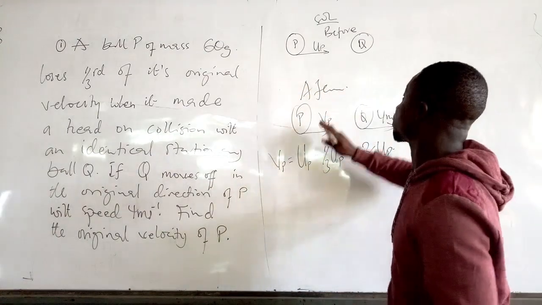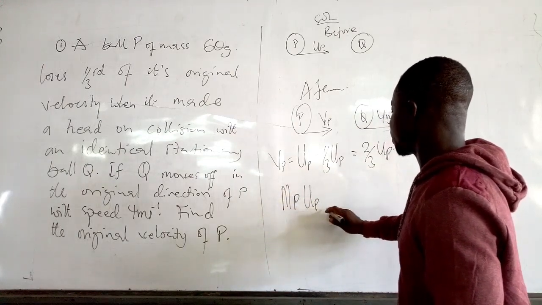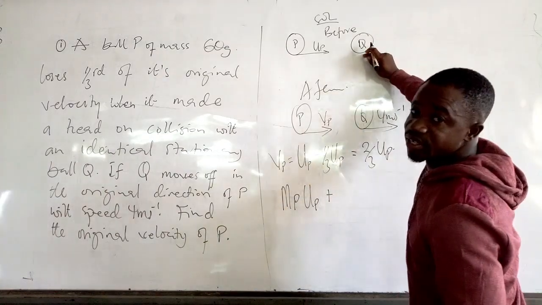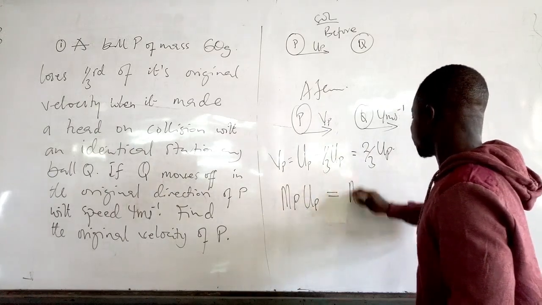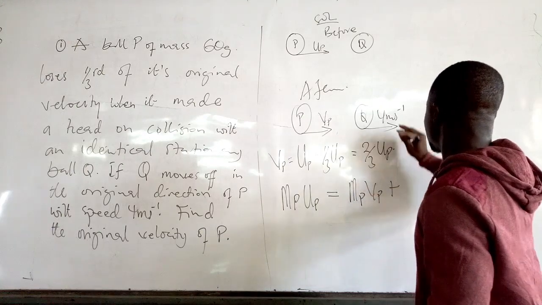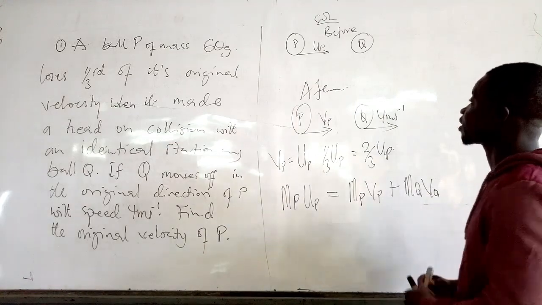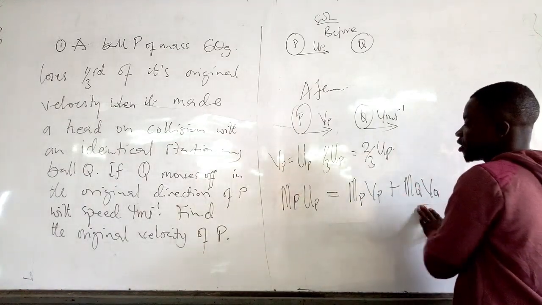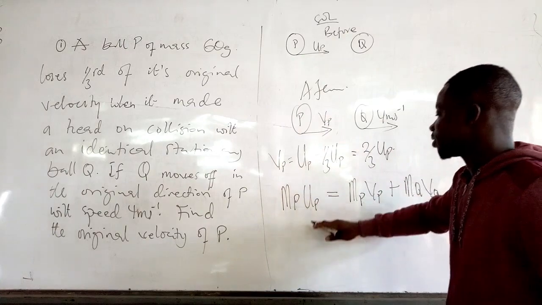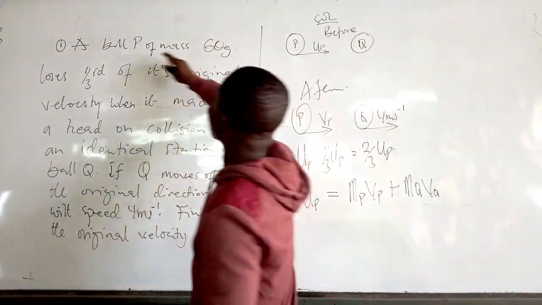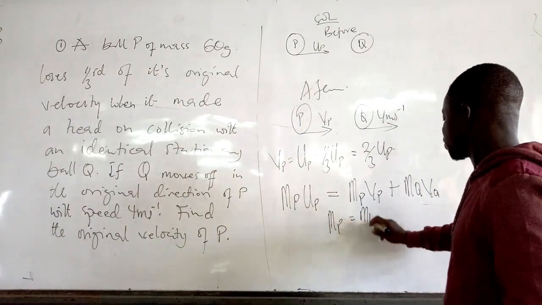Applying the principle of momentum to this question, MP Up plus, I'm supposed to add the momentum of this, but this one initially was stationary, so its momentum is 0. That will be equal to MP Vp plus MQ VQ. So we apply the principle of momentum, because they move in the same direction, both of them are positive. This one was stationary, so its momentum is 0. Good. So we put in the values. But remember, the balls were identical, so even this mass is not important, because the balls are identical, MP is equal to MQ.